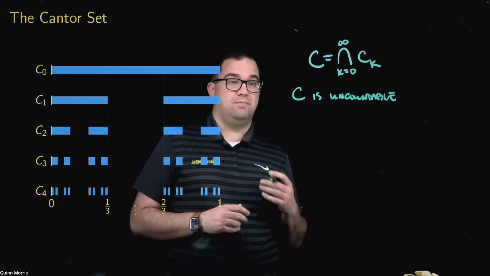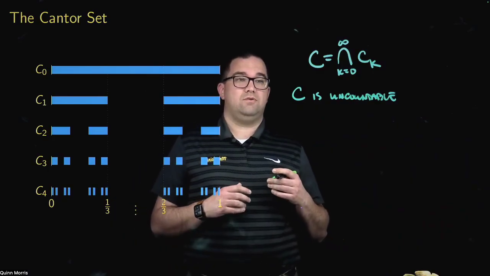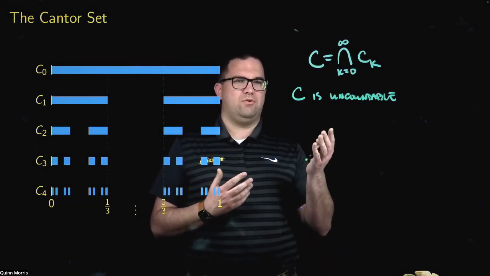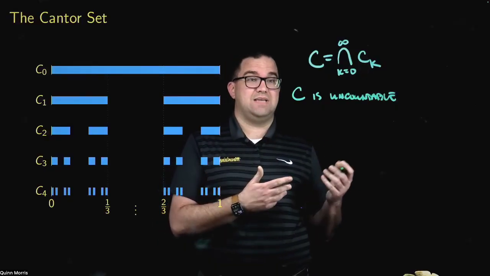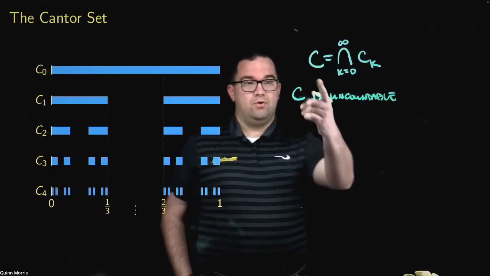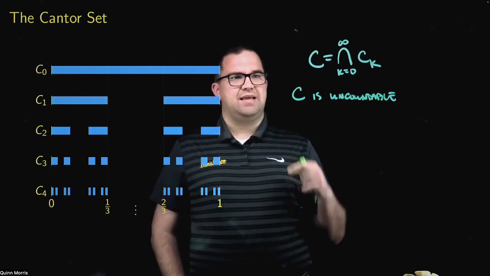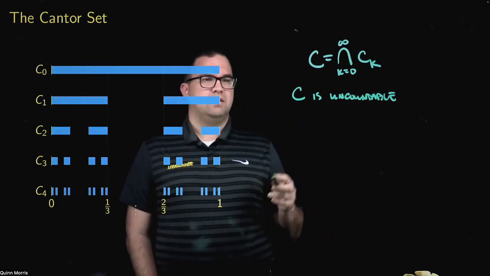So every countable set has Lebesgue measure 0. And you might wonder, well, what about uncountable sets? Can an uncountable set have Lebesgue measure 0? Well, let's actually take a look at these.